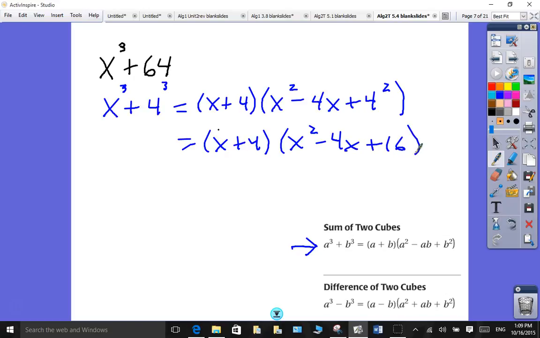So you see the pattern, right? Since that's a sum, that's a sum. And if that's a plus, that's a minus. Everything else would be the same if it was a difference.